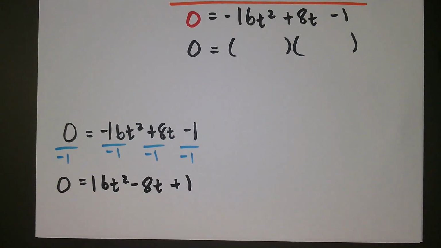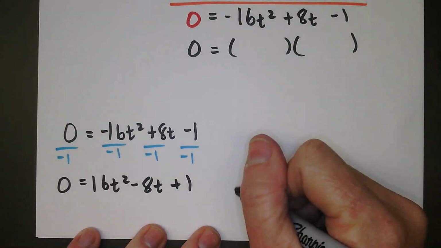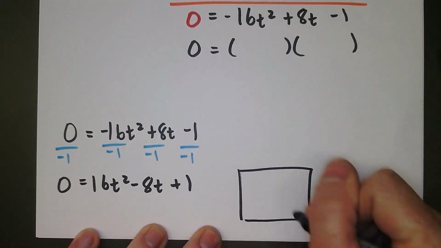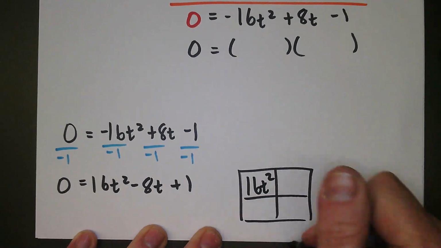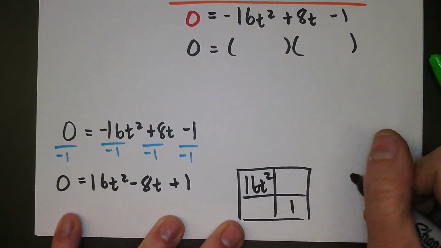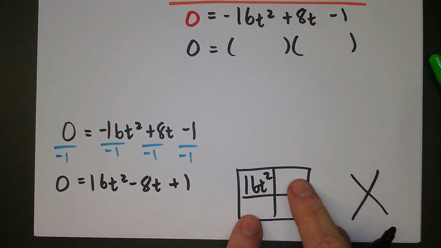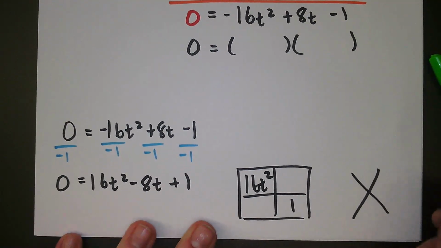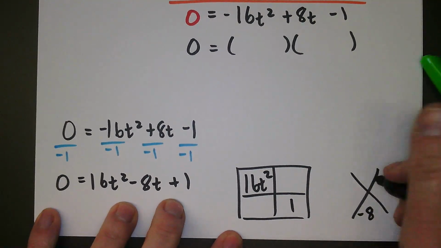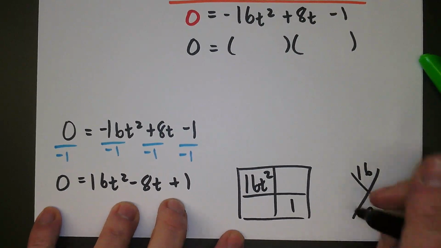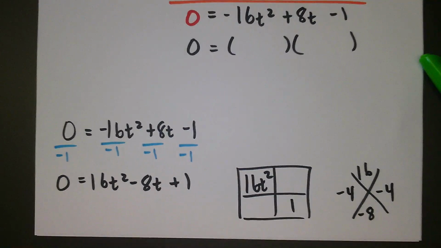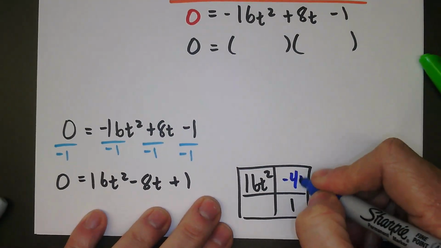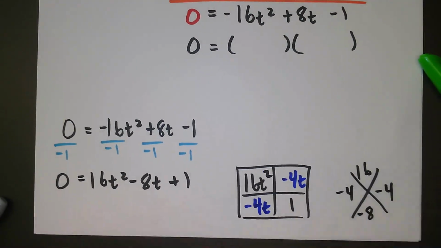Okay, so let's see. From here, I'm going to set up my area model. I'm going to get 16t squared here. I'm going to get 1 there. I need to set up a diamond problem for me to figure out how to split up my negative 8. They need to add to negative 8, multiply to get 16. And the only way to do that is to do negative 4 and negative 4. So these two terms here become negative 4t and a negative 4t.